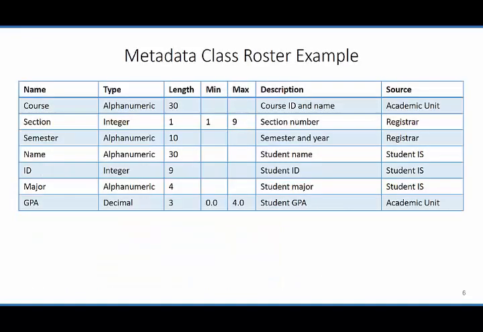So let's look at another example of metadata with a class roster. So each one of these headers that we see up here are metadata. For example, we have a name, which lists out the fields that we're looking at. We have a type, which can be alphabetic or numeric or both, or we can have decimal. We also have length, which indicates the number of characters that can be accepted, the minimum value, the maximum value, what the description is of this column, what it represents, and also where that's coming from.